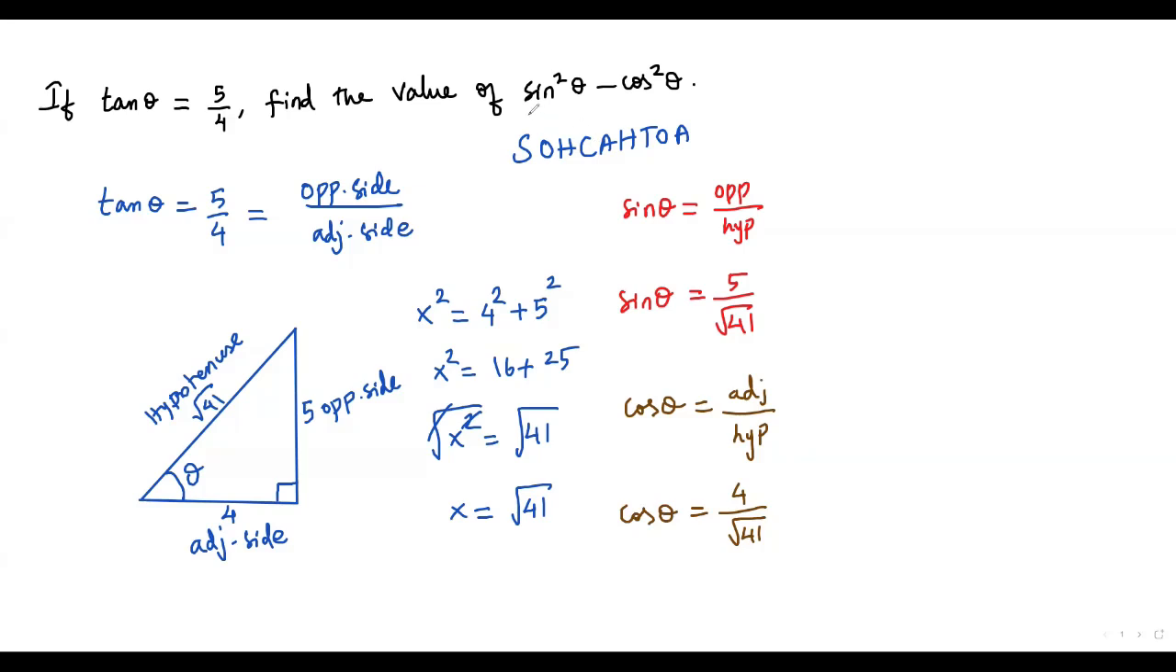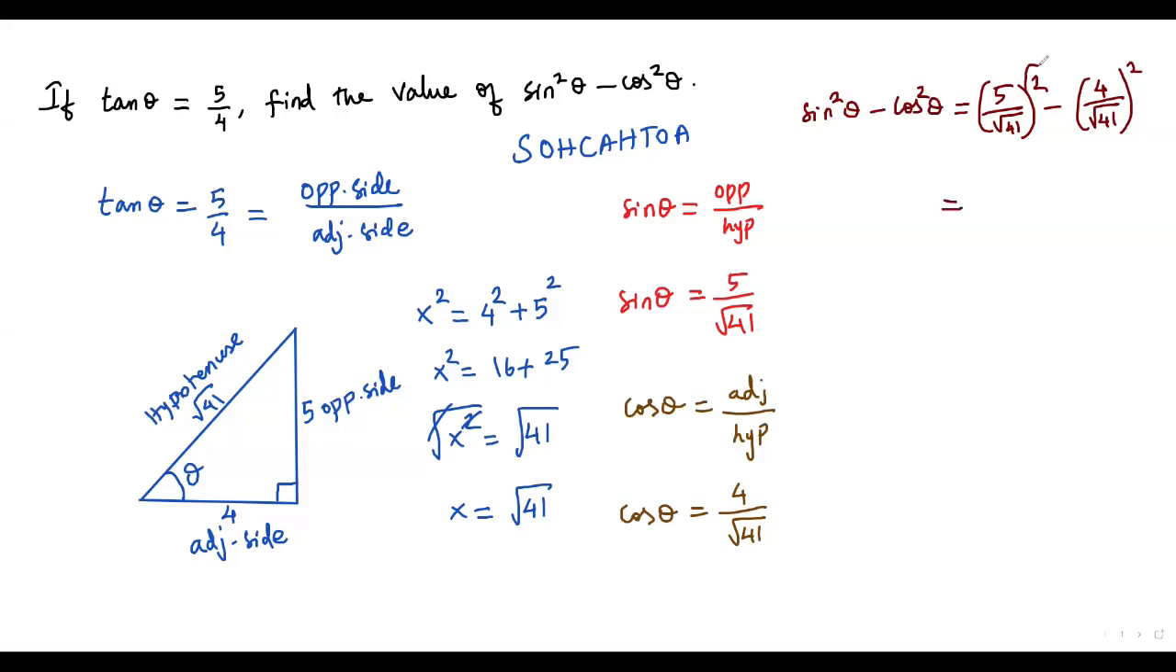Okay, now let's evaluate the value of the expression, that is sine square theta minus cosine square theta. Already we know the value of sine theta, that is 5 over square root of 41. To get the value of sine square theta, we have to square this value, that is 5 over square root of 41 the whole square, minus. The same thing we have to do to get the value of cosine square theta. The value of cosine theta is 4 over square root of 41. To get the value of cosine square theta, we have to square this value. So 4 over square root of 41 the whole square.